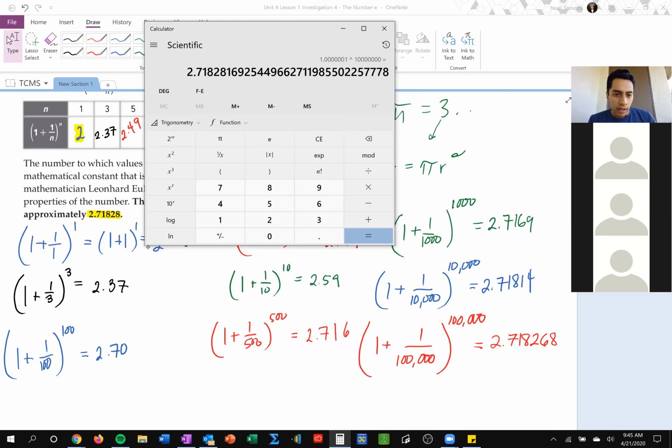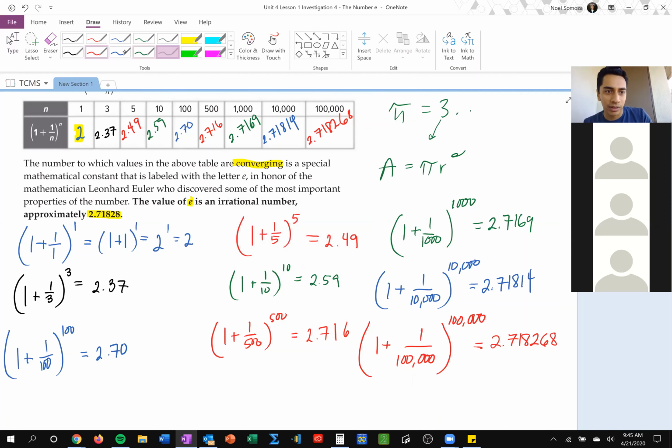But just like pi, where 3.14 is typically good enough for an approximation, in this case we're only going to use a couple of values right after. I'm going to be a little bit more precise, so we're going to use 2.718, only 3 decimal places after the decimal. But that's essentially how we get to the value of E.